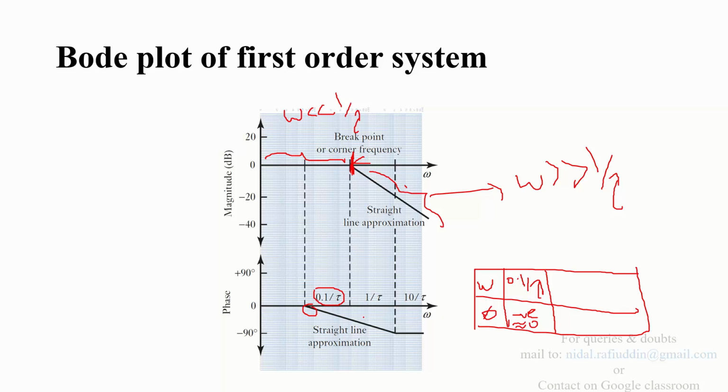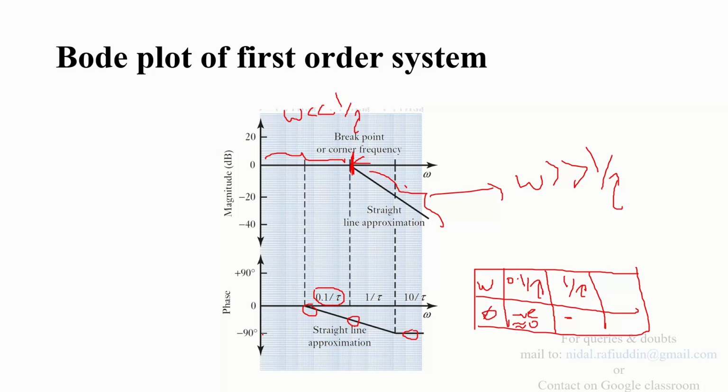Likewise, in order to obtain other values, we can substitute other values like 1 upon tau. If we substitute this in the phase, then we get phi as tan inverse of minus 1 upon tau into tau, which is tan inverse of minus 1. So now we again have some finite value. So at 1 upon tau, we'll have a certain value here. Then for higher frequencies, we will again have a straight line which will be minus 90 degrees.